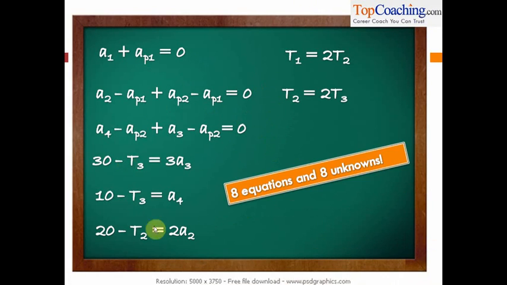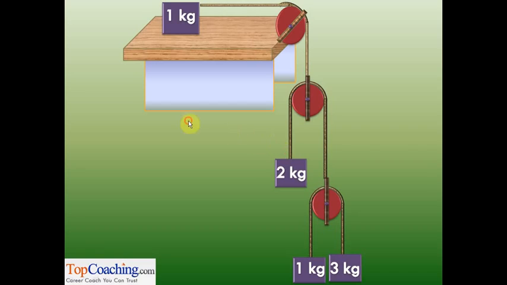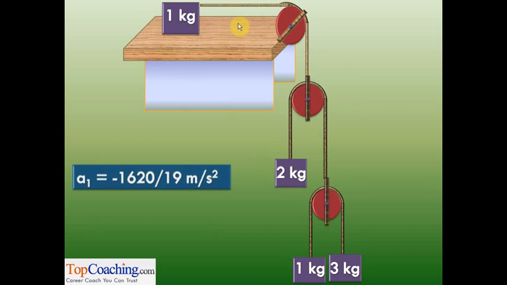When you solve these equations, you see that there are 8 equations and 8 unknowns. And therefore, when we solve these equations, we get the value of A1, the acceleration of the 1 kg block towards the left, as minus 1620 divided by 19 meter per second square. Understood? Note that in this case, A1 was taken to be positive towards the left. So A1 being negative means that the acceleration of the 1 kg block is towards the right, and it is equal to 1620 by 19 meter per second square.